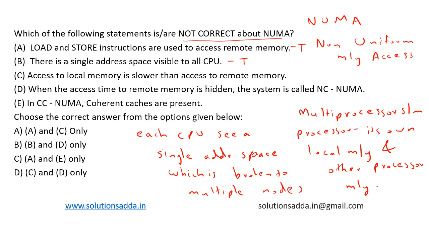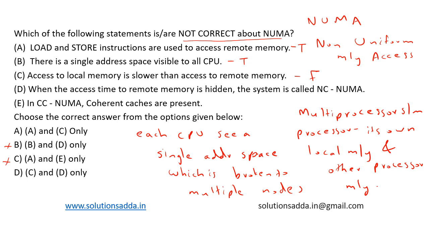Now option C. Access to local memory is slower than access to remote memory. This statement is false. The basic architecture of NUMA itself states that access to local memory will be faster when compared to access to remote memory. So option C is false, so it can be among the correct options. We can eliminate any option without C, because no C is present there. Either A and C or C and D is the correct answer.